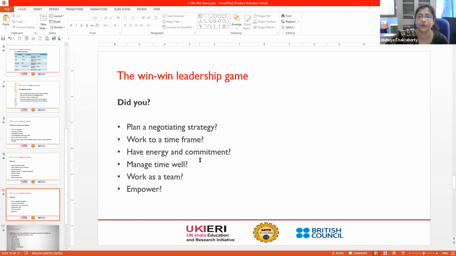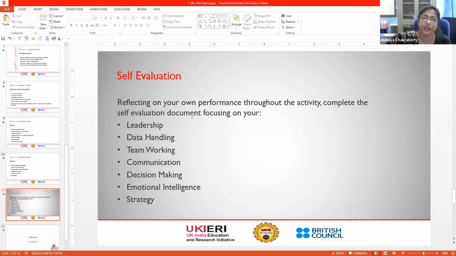We as a whole, as a unit, we could actually form this win-win leadership game, and we could actually conduct this game properly with the help from all the master trainers and all the participants. So this is the self-evaluation. I will give you the form, and you will have to reflect on your own performance throughout the activity.